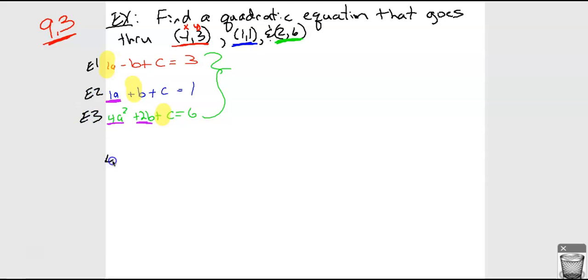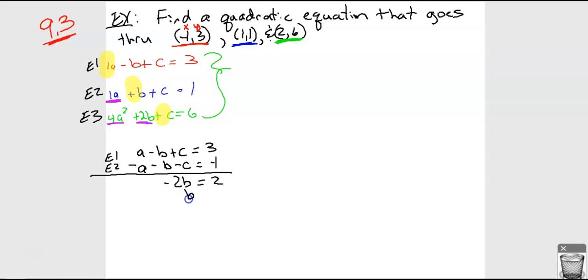So I'm going to take equation 1 and equation 2, and I'm going to get rid of the a's. So I have a minus b plus c equals 3. Negative a, I'm going to multiply E2 by -1, so that's negative b, and that's negative c equals -1. Now, if I add those columns together, the a's cross out, but so do the c's. And notice I have negative 2b equals 2, which means b equals -1. So now I know what b equals. I'm going to call this equation 4.